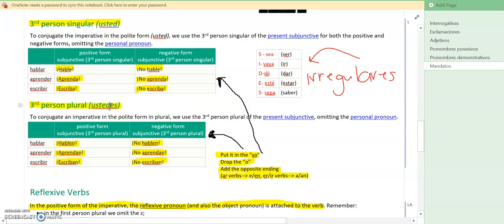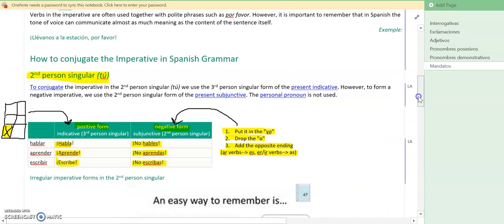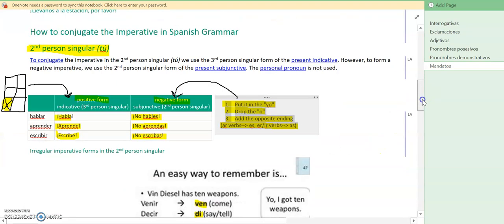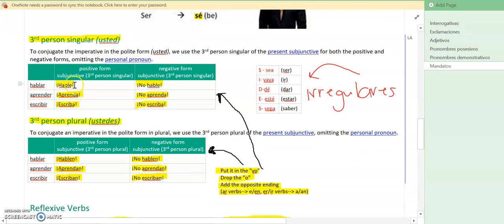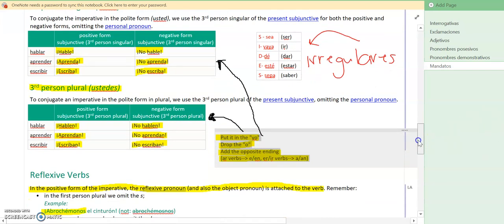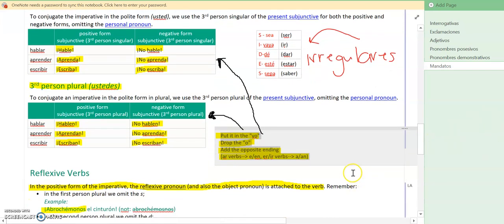And the process for forming the commands is this right here. You put the verb in the yo form, you drop the o, and you add the opposite ending. So for example, hablar in the yo would be hablo. You would drop the o, and the opposite ending would be an e for an usted form. And then for the ustedes form, it would be en because it would be plural. So the three-step process is: put it in the yo, drop the o, and add the opposite ending.